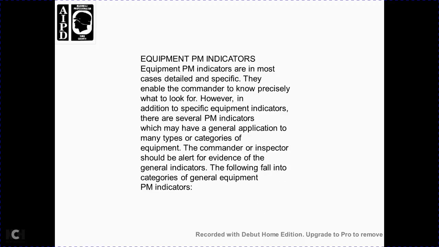Equipment preventive maintenance indicators. The equipment preventive maintenance indicators, which are located for the detail of the specific equipment, enable the commander to know precisely what to look for and how. Additional specific equipment indicators serve the preventive maintenance check indicator of the most general application, covering many types and categories.